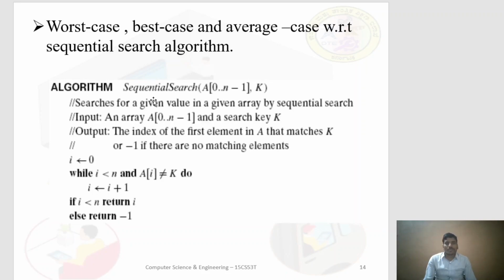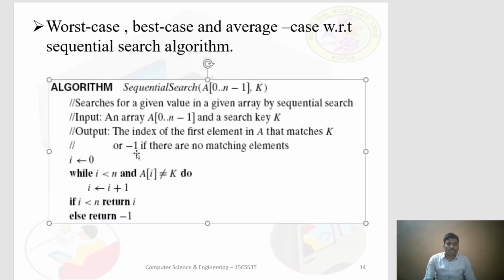What is the name of the algorithm? Sequential search, which takes the input as an array and a search key k. It searches for a given value in a given array by the sequential search method. What is the input? Input is an array and a search key k. What are we going to get as output? This algorithm gives as output the index of the first element in A that matches k.